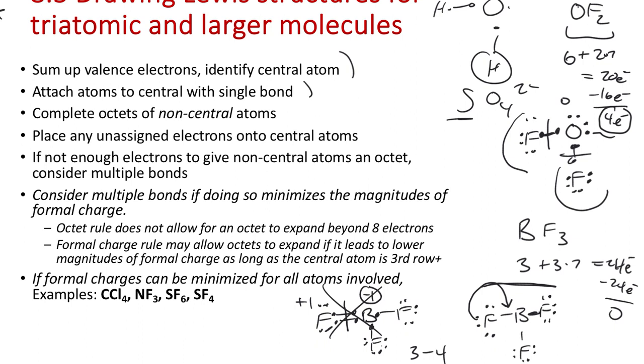So the octet rule does not allow for an octet to expand beyond 8 electrons for certain atoms. So we have to be careful sometimes that we don't expand an octet through this rule. We want to be careful when we expand an octet through multiple bonding. We'll talk about that when we get to examples where that might come up. And then the formal charge rule, we can expand octets in the 3rd row and beyond. We'll see some examples of when this can happen in some Lewis structures.